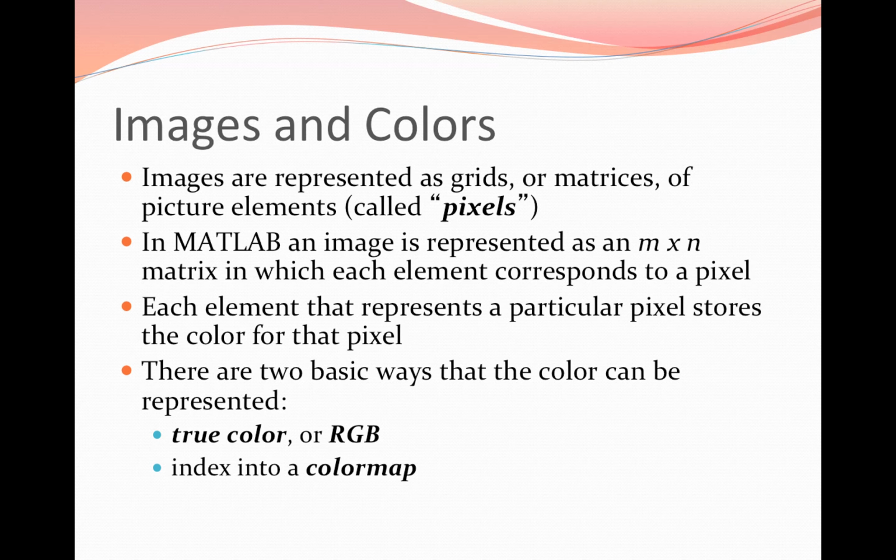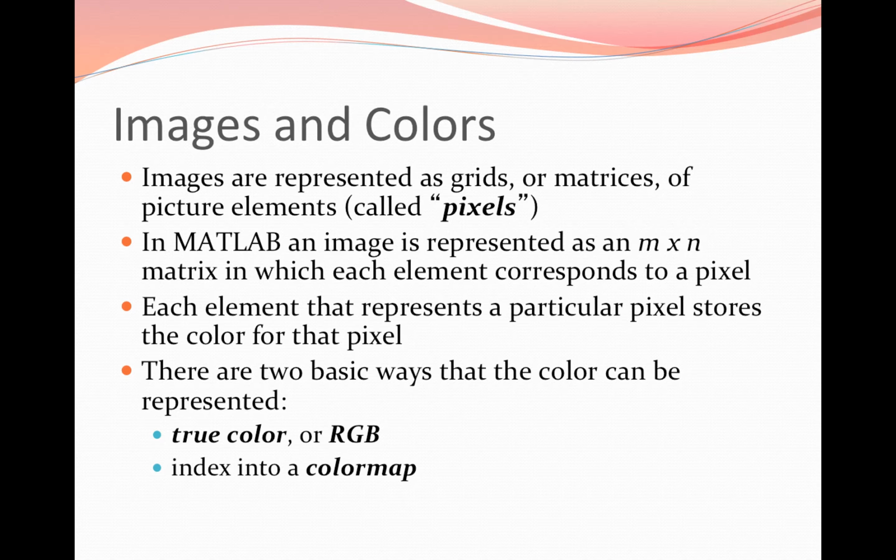Images are represented as grids or matrices of what are called picture elements, which is abbreviated as pixel. In MATLAB, an image is represented as an m by n matrix in which each element corresponds to a pixel, and each element in a particular pixel stores the color for that pixel.